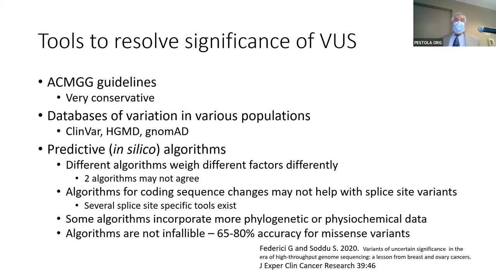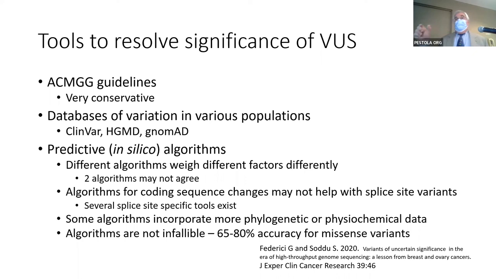There are also predictive in silico algorithms, and the different algorithms weigh different factors differently, and two algorithms may not agree. Back when most places were only using two algorithms, you'd get results where the algorithms don't agree. So PolyPhen, whatever they were using. Those algorithms don't help in splicing. You have to use the splicing algorithm, and there are several of those out there as well.